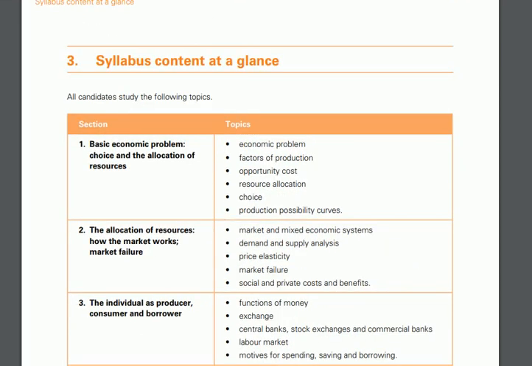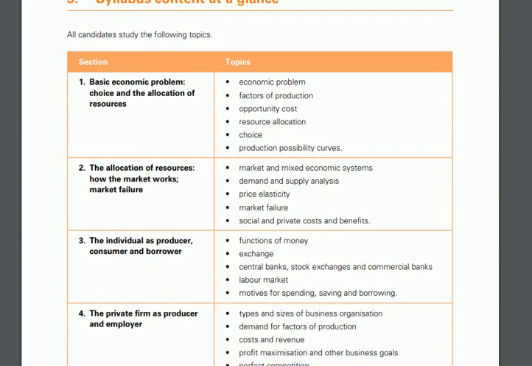It starts off with micro, basic economic problem, opportunity cost. Number 2 out of 8 sections, allocation of resources, demand and supply is the main part here, how the market works. Then looking at market failure. Number 3, we're looking at the individual as a producer and a consumer, functions of money and the labour market.